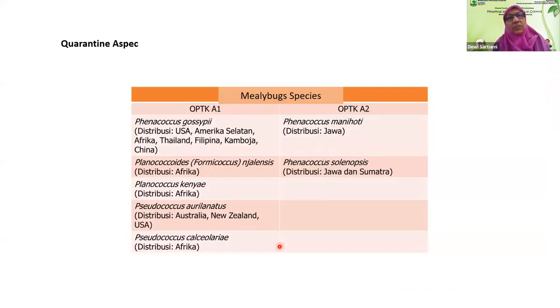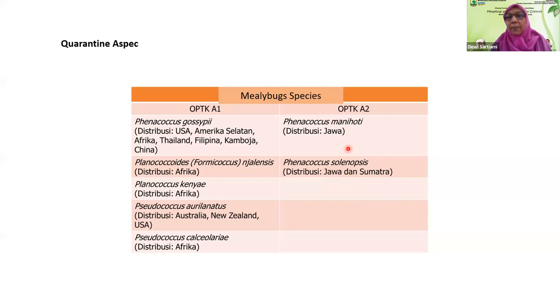Another thing, we have to keep an eye on the quarantine aspect. This is very difficult. When Phenacoccus manihoti came to Indonesia, and then Phenacoccus solenopsis. But now these two species are already in Java and Sumatra. So we have to, if we can make a barrier or there is a policy, keep these two species from distributing to other islands.